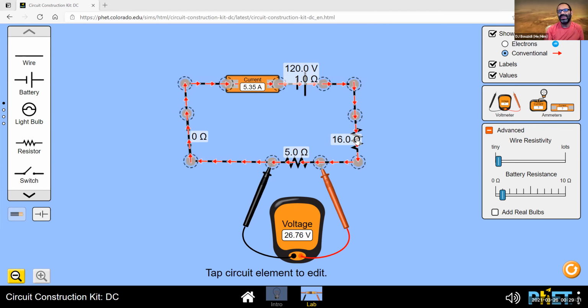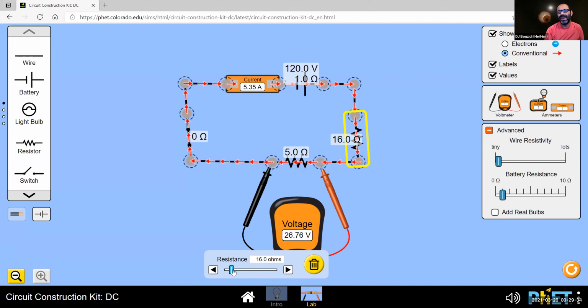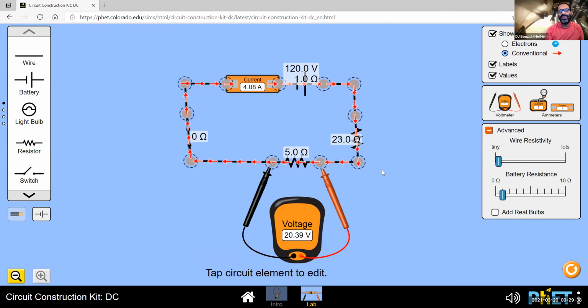So let me change this rheostat now to a different value. So I got 2 points so far. Of course, you're going to do your own numbers, okay? So now for 23, I have 20.39, and I have 4.08. So again, that's a third point: 20.39 divided by 4.08 is 4.9975. So it's basically going to fluctuate around 5 ohms, okay? And so on and so forth. So I'm going to continue with these numbers until I have 6 readings.